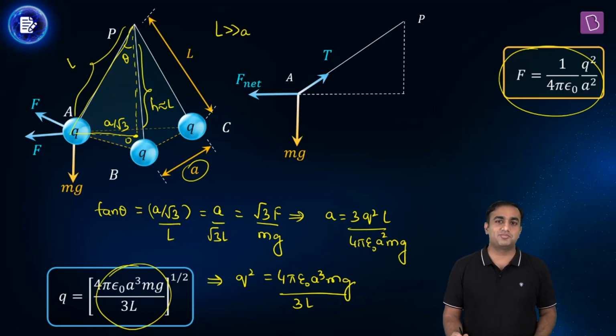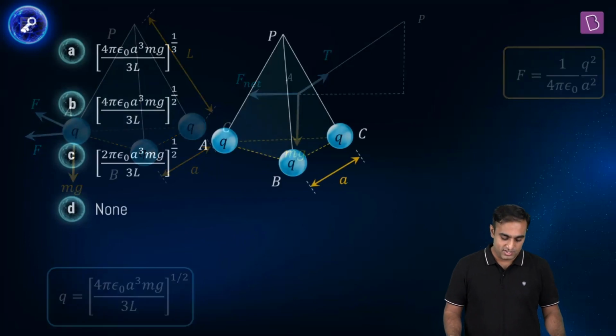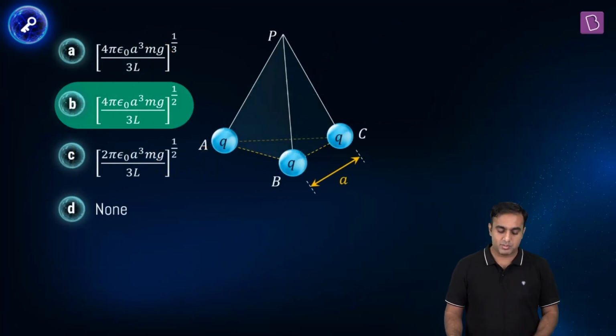That's your final answer. That's the value of small q such that all these three particles are in equilibrium and at the corners of an equilateral triangle as shown. The correct option for this question happens to be B.